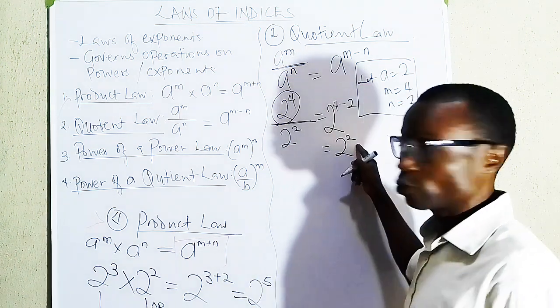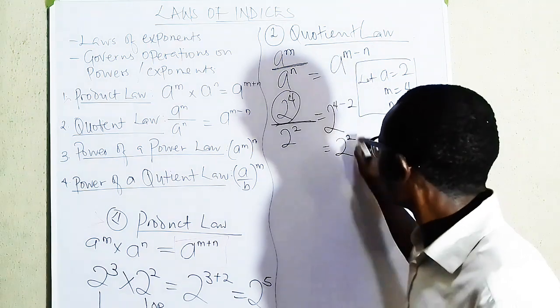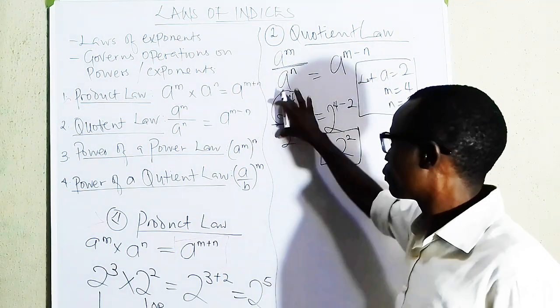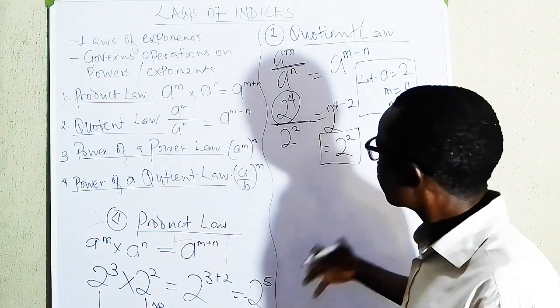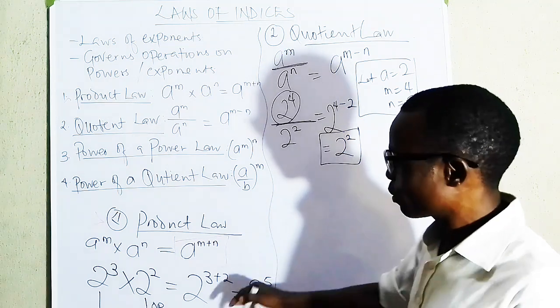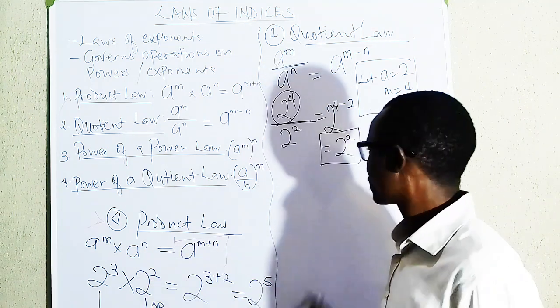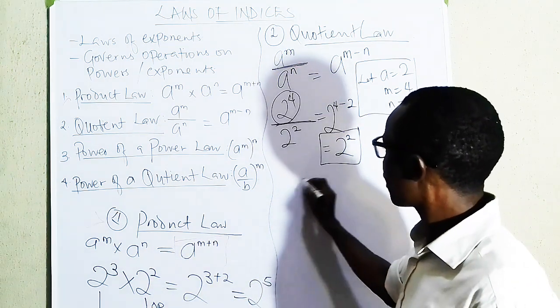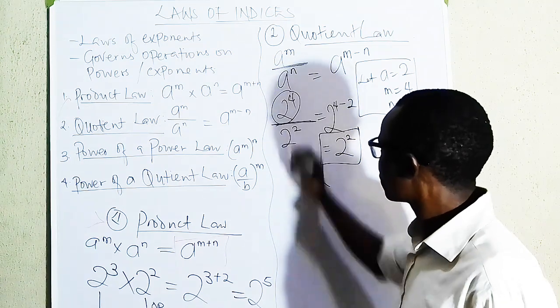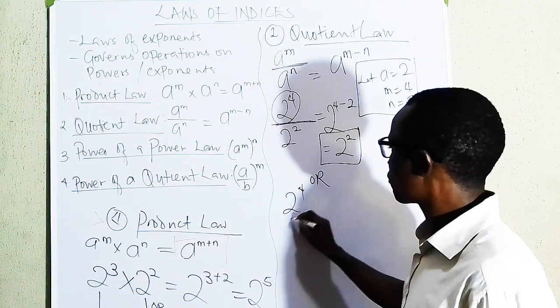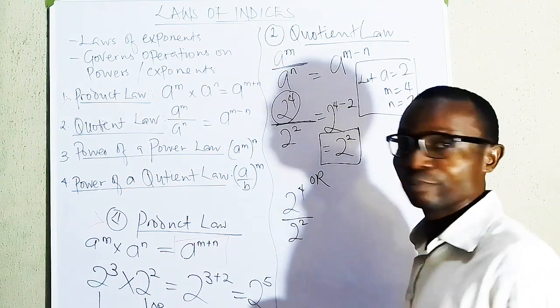4 minus 2 is 2. Now, this is the answer if we substitute with figures. If we decide to go the other way around, just go straight. What does it mean? If you have it this way, 2 raised to power 4 all over 2 raised to power 2.